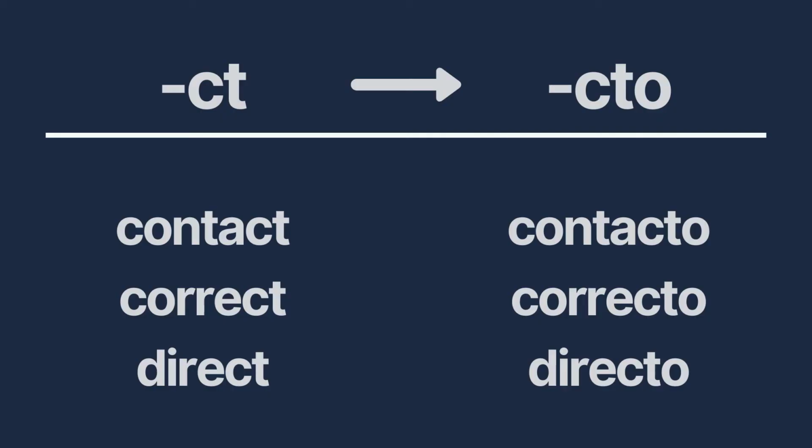The third group are words that in English end in CT, in Spanish end CTO. Here's three examples. Contact, contacto. Correct, correcto. Direct, directo.